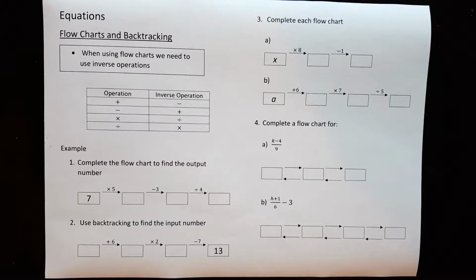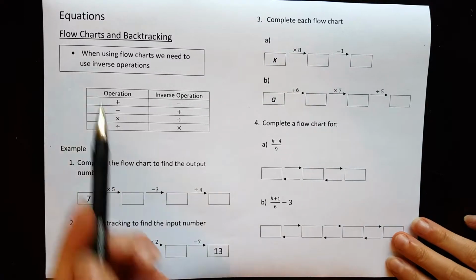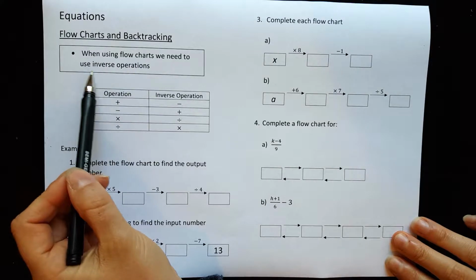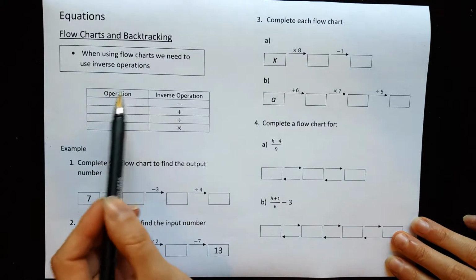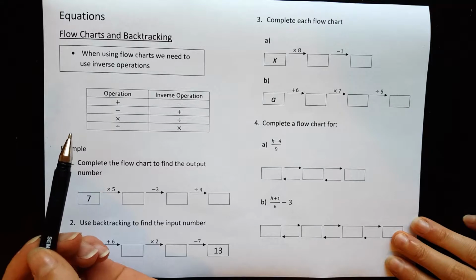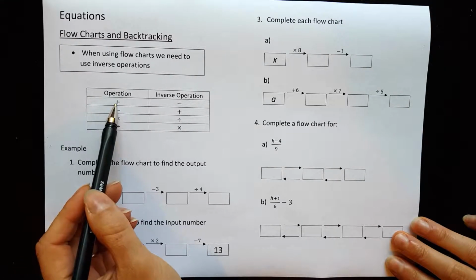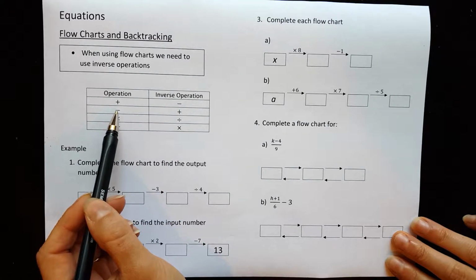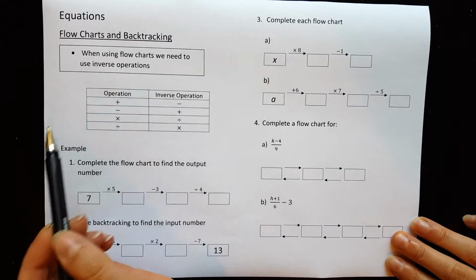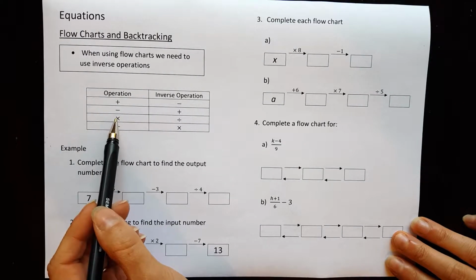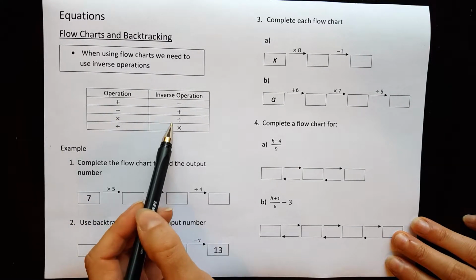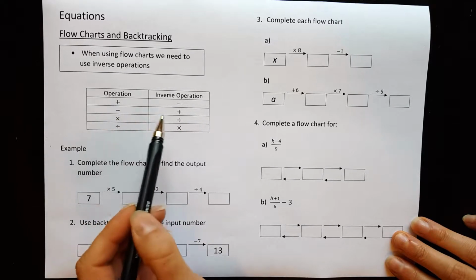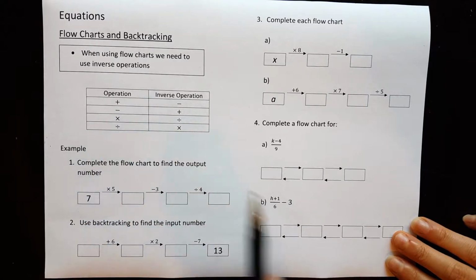Today we're going to start a topic on equations, and to introduce equations we're going to look at flowcharts and backtracking. So when using flowcharts we need to use inverse operations. In this table here I've listed what inverse operations are. If we have a plus sign, the inverse operation is a minus sign. A negative sign, the inverse operation is a plus. So pluses and minuses are opposites of each other, and times and divide are the inverses of each other as well. So times the inverse is divide, divide the inverse is times.